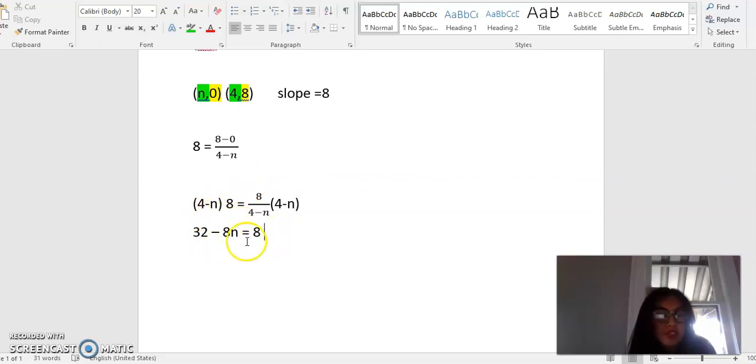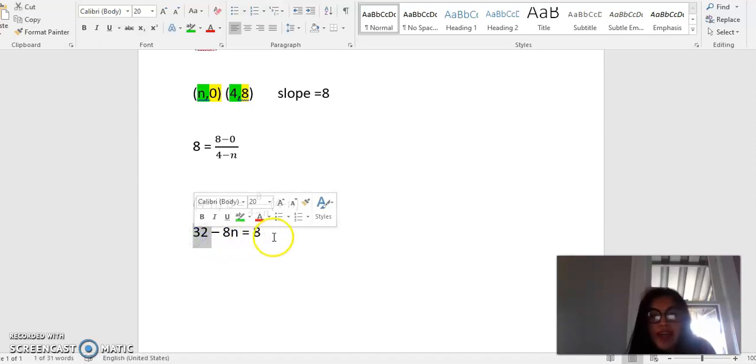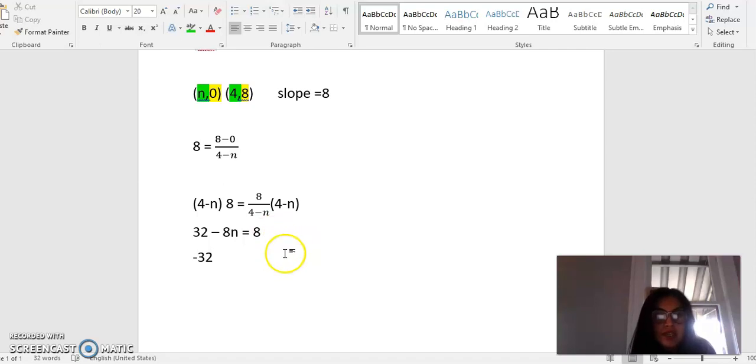Okay, now I'm still solving for n. So I have 32 minus 8n. I see that 32 here does not have a variable, so I'm going to start with that one first. So I'm going to do minus 32 on both sides. Okay. And 32 minus 32 is 0, so that left me with negative 8n equals 8 minus 32, which is negative 24. Okay, so I'm left with negative 8n equals negative 24.